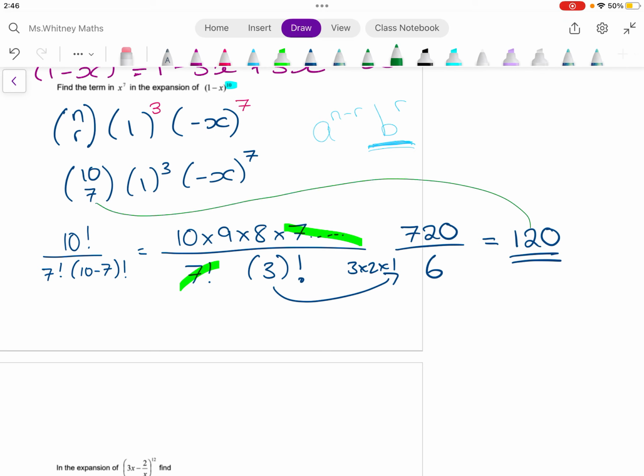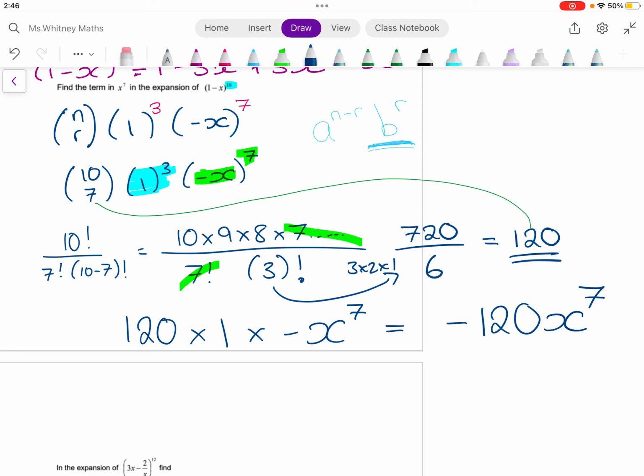Okay, now we're going to have a little look at the sections of this. So you have 1 cubed, which is just 1, and here we have negative x to the 7. So it's like negative times a negative is a positive. However, because I've got an odd power, it's just going to be negative. So I've got 120 times 1 times negative x to the 7, which becomes negative 120 x to the 7. Find the term, so it's this one.